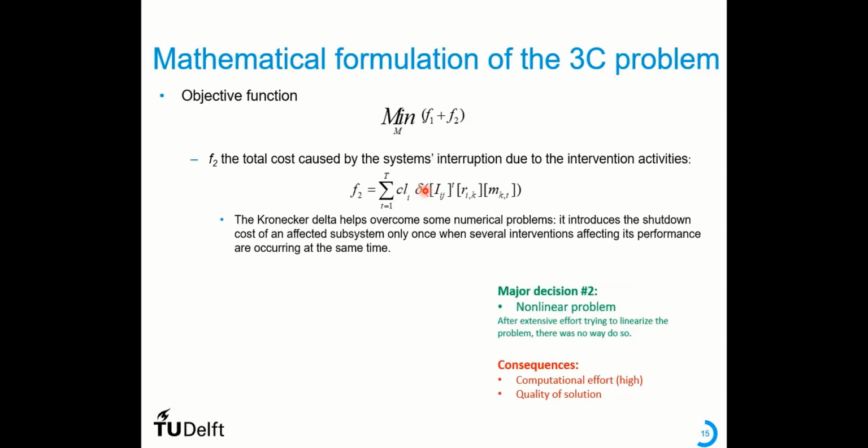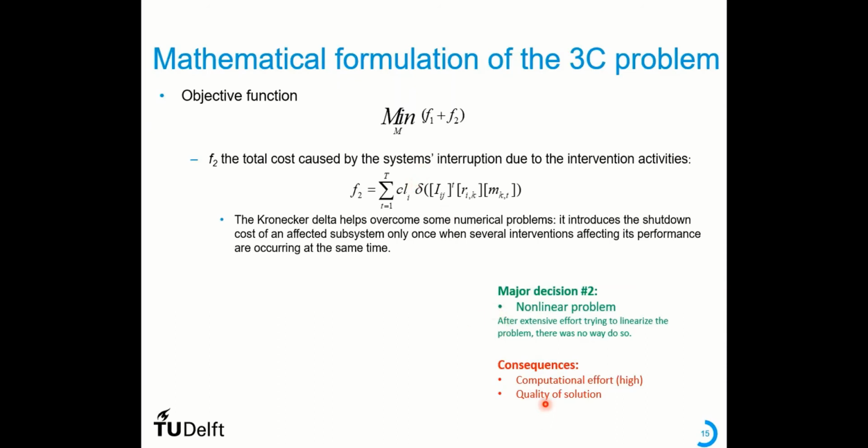And the bad thing is that with this Kronecker delta, our problem became a nonlinear problem. Because everything is linear, but just with this Kronecker delta, because it's kind of an if-else within your function, it became nonlinear. So a major decision is that we had to turn our problem from linear to nonlinear. We tried to linearize the problem a lot, but really we couldn't. We couldn't avoid this Kronecker delta.